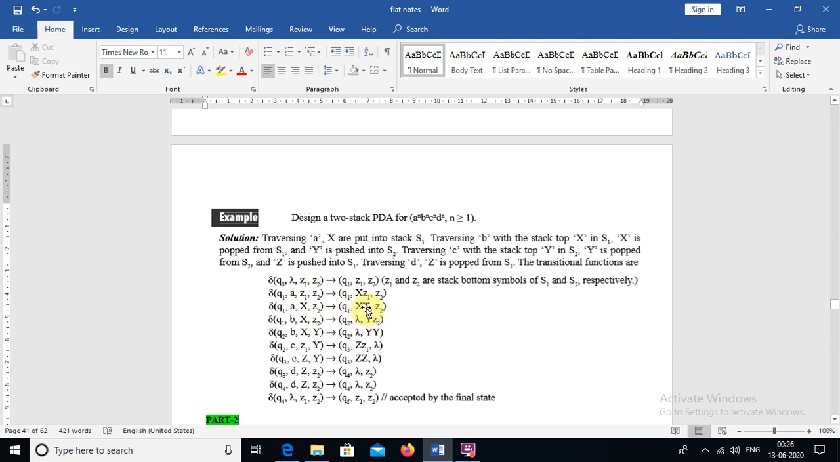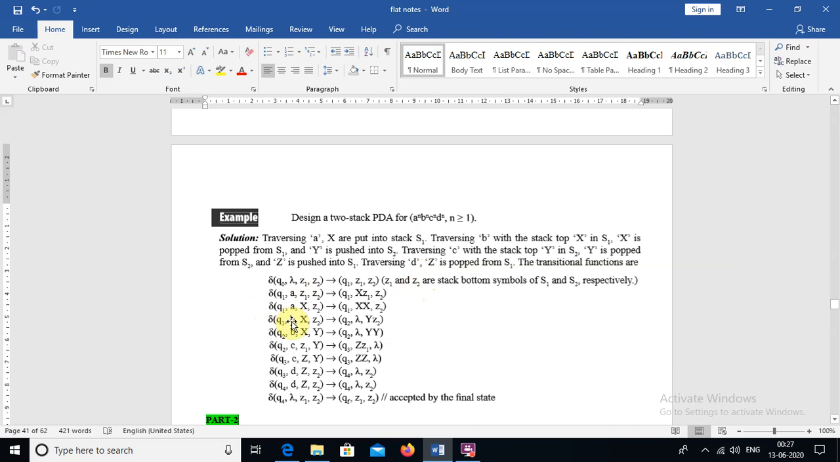You can push X into stack 1, and you can push Z2 into stack 2. Now we are at the Q1 state. If you find a B, so A power n, B power n, C power n, D power n, right? Greater than or equal to 1 means you can take 2n. So A square, B square, C square, D square, so 2 A's, 2 B's, 2 C's, 2 D's. Okay, A is completed, B. So you are in the Q1 state.